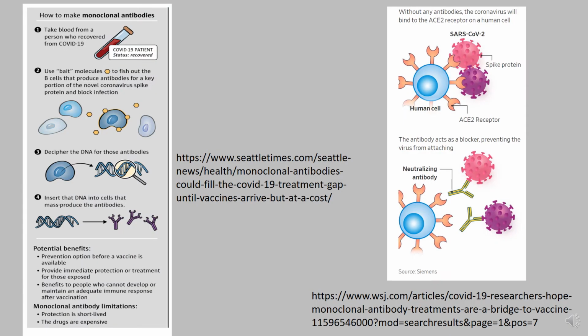How does one make a monoclonal antibody? For COVID-19, typically you take blood from a person who's recovered from the disease. You use a bait or molecules to fish out B cells, which are the antibody secreting cells, and they produce antibodies. And you're specifically looking for key portions of the novel coronavirus. In this case, it's the spike protein, and particularly the receptor binding domain that will block infection. So then you decipher the code for the antibody. So you do extensive genetic sequencing, and then you introduce this DNA into cells, and you can mass produce antibodies.